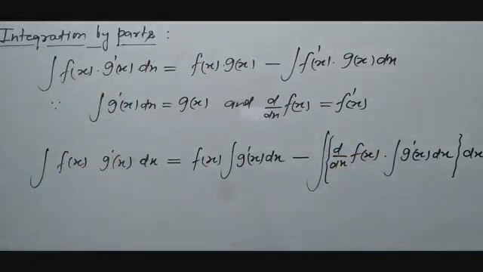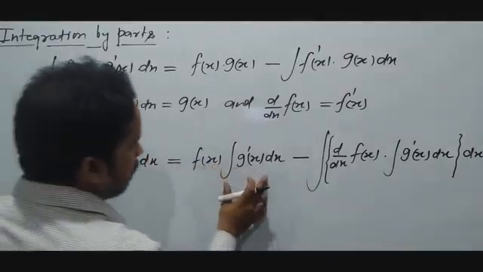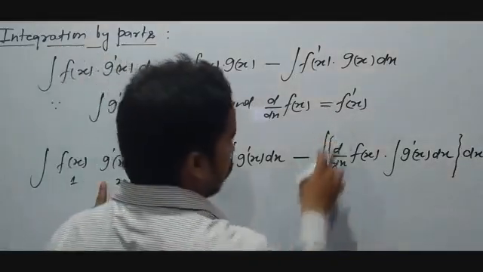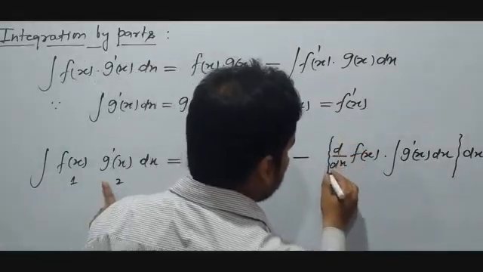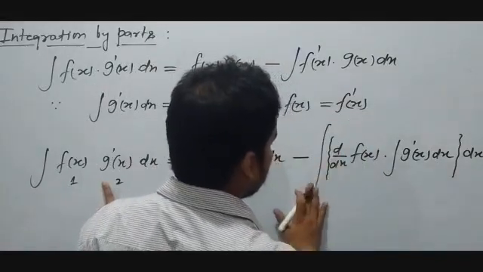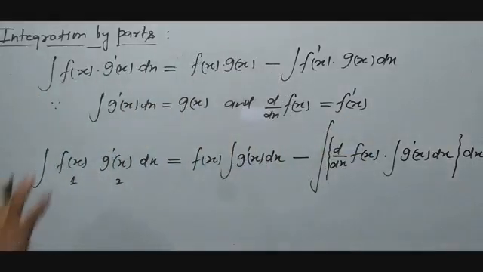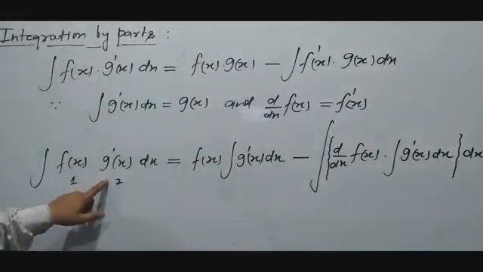Curly bracket closed. So this shows, suppose we have taken the first function and this is the second function. So first function, as it is, copy first function into integration of second function. This is integration of second function, minus integration over d by dx of first function into integration of second function. We have taken the second function as g dash x.